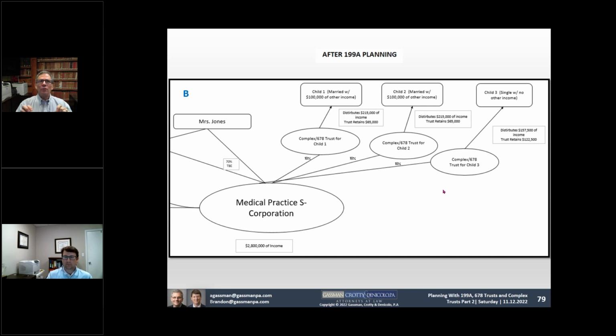Let me just mention that normally you use a 678 trust, and that trust is disregarded, considered as owned by the child. But then you make an ESBT election as a belt and suspenders situation.